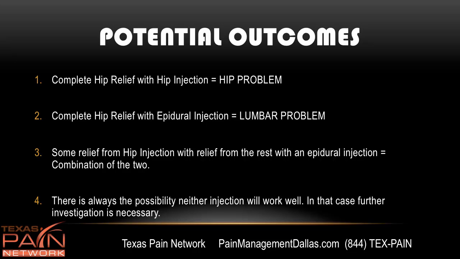If you get some relief from the hip injection and you get the rest of the relief from an epidural injection, you know the person is dealing with degenerative arthritis, and it's a combination of the two in the spine and the hip. There's always the possibility that neither injection will work well. In that case, the doctor will keep investigating to figure out what exactly is going on.